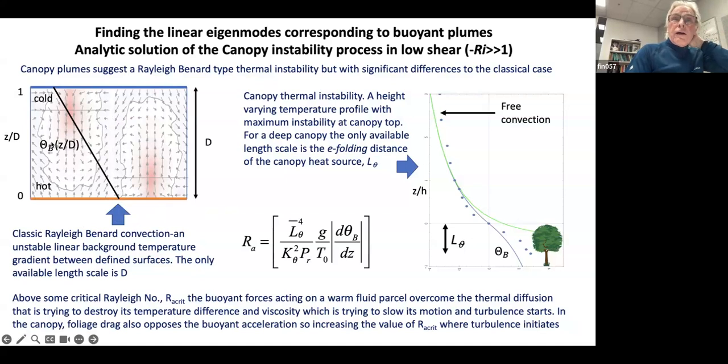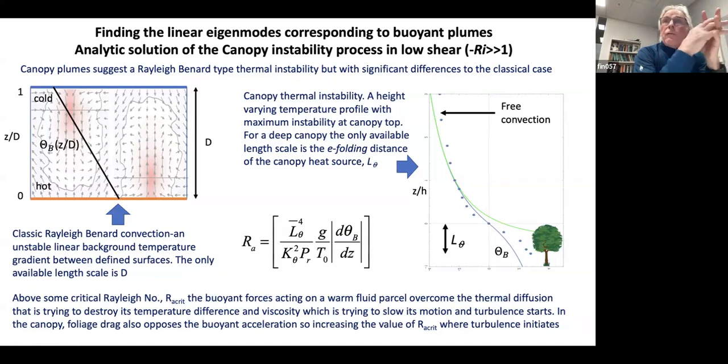Now, we have to modify that situation because now we don't have an upper lid. We just have a free upper surface. And we also have a region where, as well as the temperature driving, affecting the flow, we also have drag from the canopy and heat transfer from the foliage. So the classic Rayleigh-Benard parameter that tells you whether things are going to be unstable or just molecular diffusion is the Rayleigh number. And the Rayleigh number is a measure of the balance between the buoyant forces.